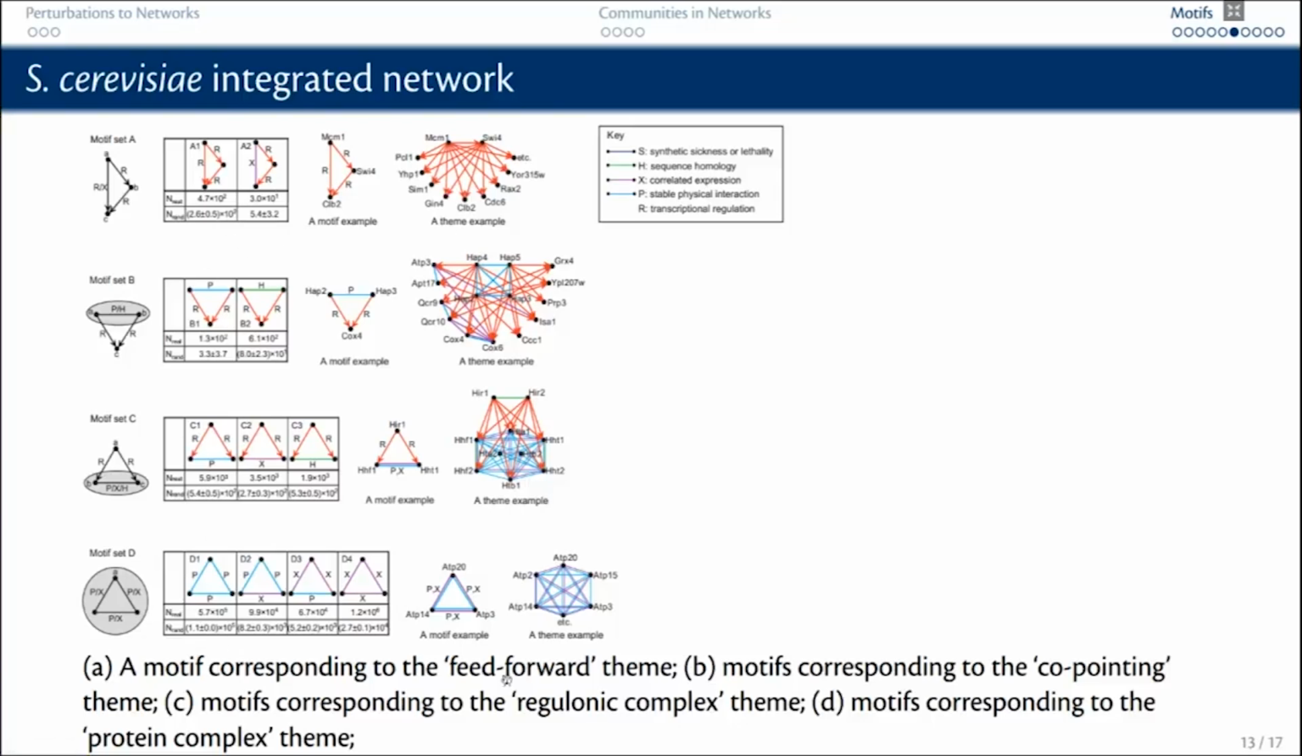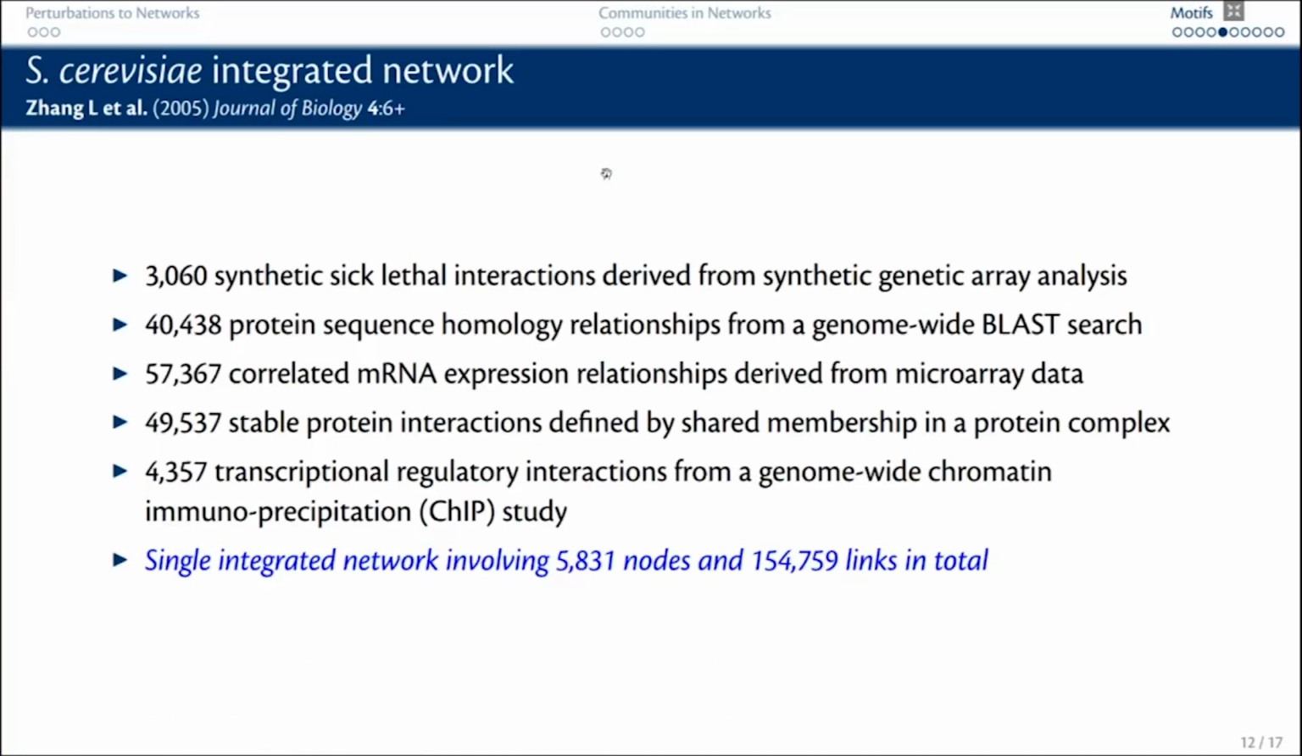So the first motif corresponds to the feed forward motif. There are other motifs corresponding to the co-pointing motif, regulonic complex, and so on and so forth. So all these you can see have different significances, different patterns, and if you dig deeper, they also have different colors which correspond to different types of interactions. So there is a nice granular description of the motifs in this case. It's a very nice study that was published in the Journal of Biology in 2005.